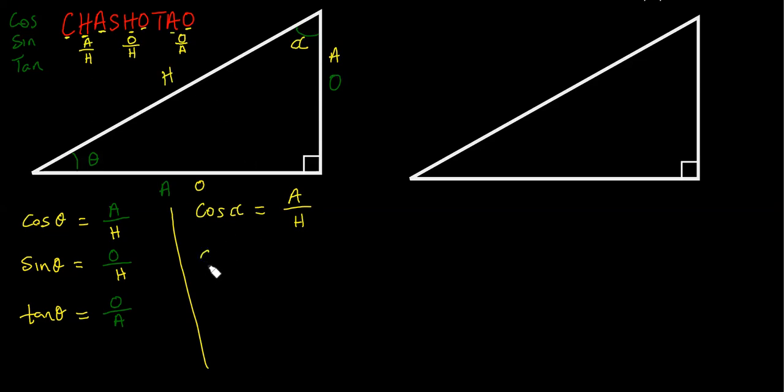What about if we are looking for sin alpha? What we'll look at now is that it's going to be the opposite over hypotenuse. What about if you're looking for tan? Tan alpha is going to be equals to opposite, which is this opposite here, over adjacent. Okay, now that's what you should remember here.